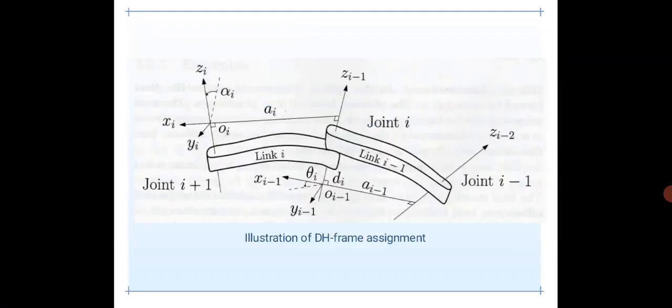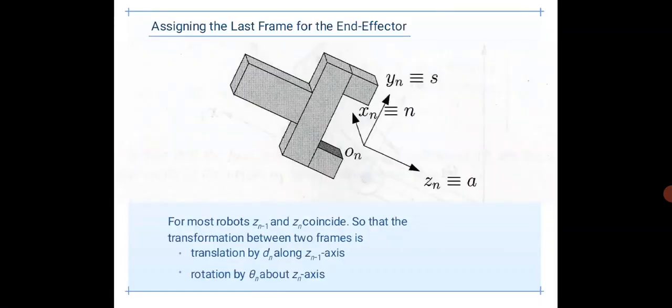You can see the illustration of the DH frame in this diagram, which is taken from one of the robotics textbooks. Here you can see three joints: joint i-1, joint i and joint i+1. We have two links, link i and link i-1. You can see the frames denoted as the ith frame, i-1 and i-2, and assigning the last frame to the end effector.